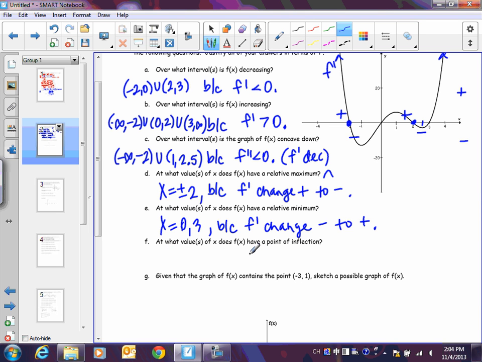So it says, at what value of x does f of x have a point of inflection? So points of inflection are where we change concavity. So what's my justification? I'm going to start it. F double prime should be what? 0. That doesn't help me a whole lot with this graph. It's a good justification, but how does that relate back to f prime?